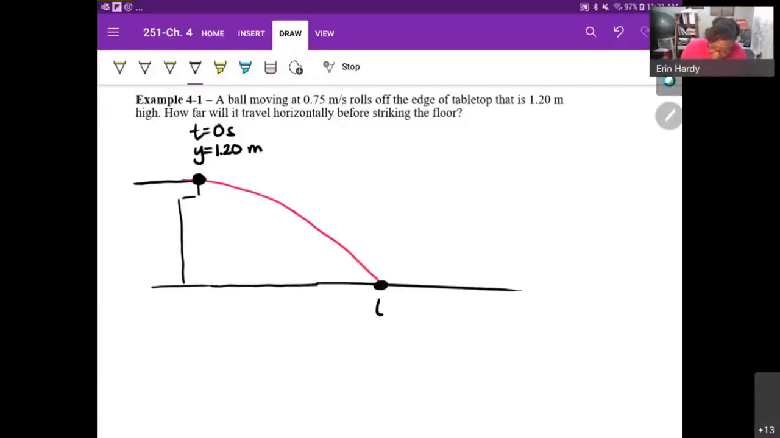And then down here, at some later time, it's going to hit the ground. We don't know what that time is, but we can find it. And we know that the position when that happens is going to be 0 meters. So there are two things going on here. We have horizontal motion, and I'll use orange for that. V initial x is going to be equal to 0.75 meters per second.